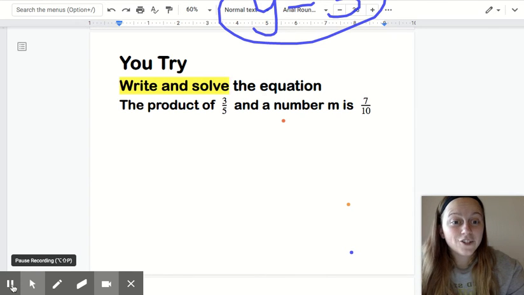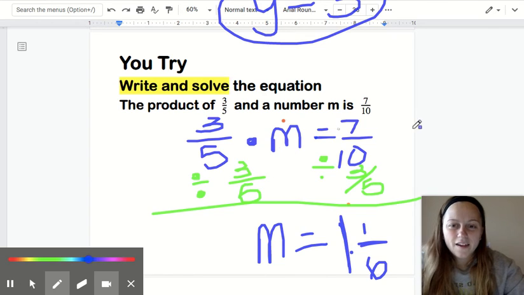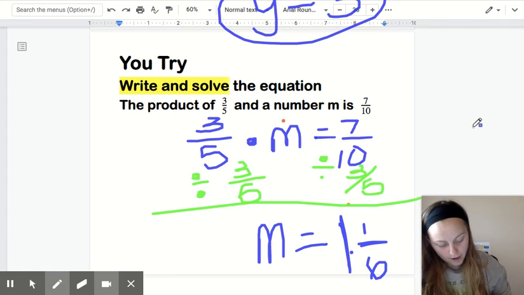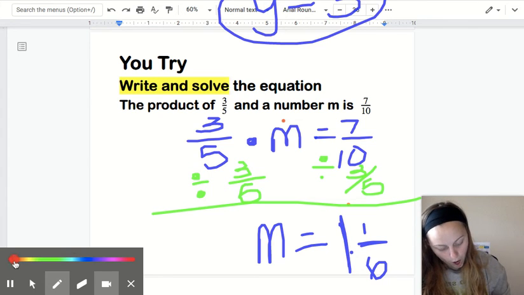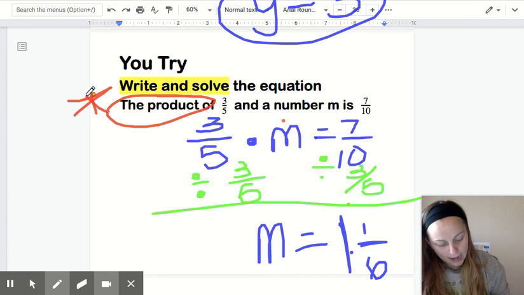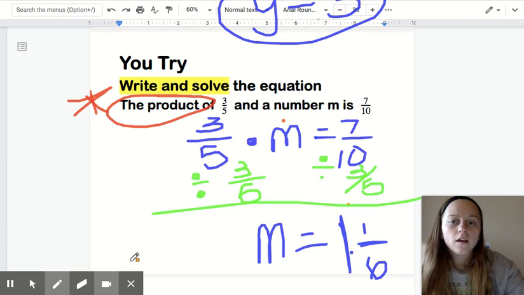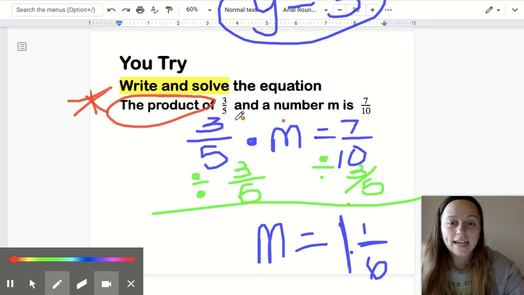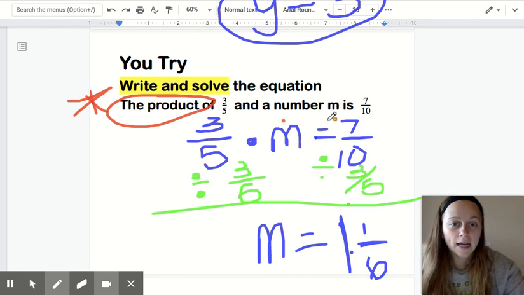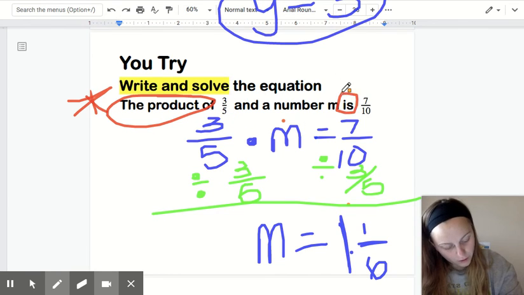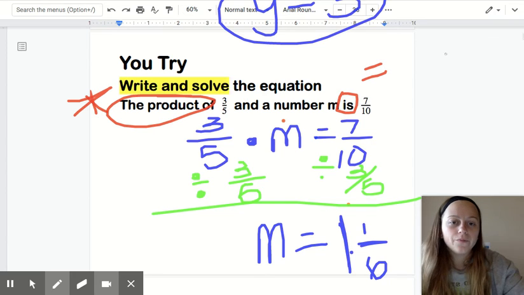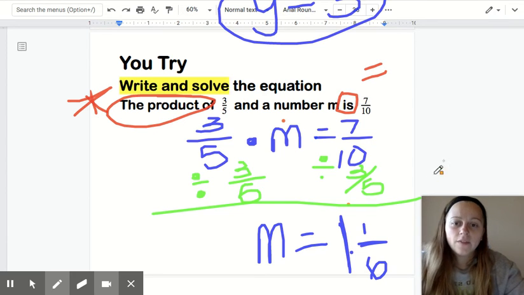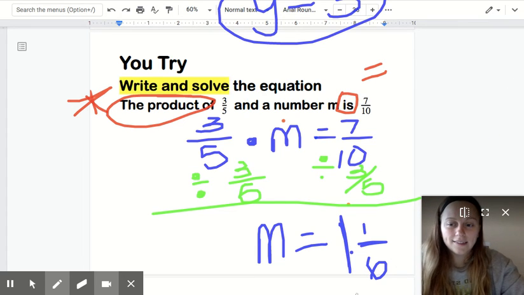All right, let's go ahead and check that answer. The first thing I saw here was that word product. That means to multiply 3/5 and m together. So 3/5 times m is, that means to equal 7/10. Then I divided by 3/5 on both sides. I just typed it into my calculator and it gave me 1 and 1/6.